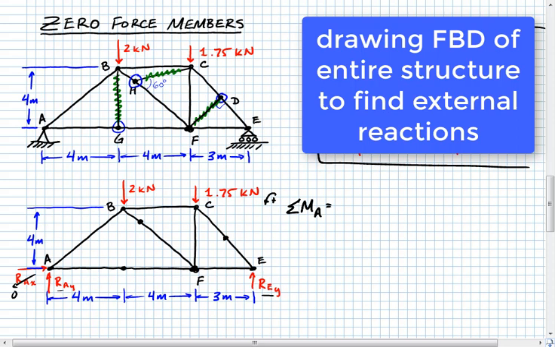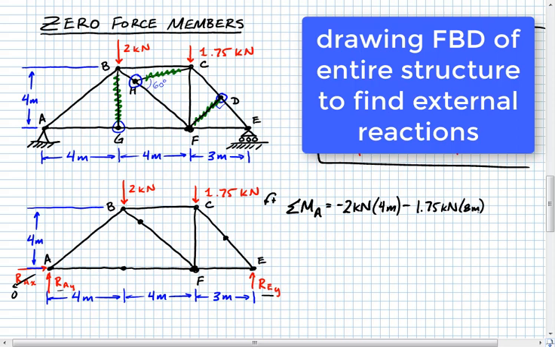And if we do this, what we'll find out here is that we've got a 2 kilonewton force that acts downward there at B, and that tends to create a clockwise moment, so we'll say minus 2 kilonewtons, and then multiply that by its perpendicular distance away from point A, which is just 4 meters. Okay, and then the next part of that is taking the 1.75 kilonewton force, and it also creates a clockwise rotation about point A. So we'll take 1.75 kilonewtons times, and it's acting at 8 meters away from point A.